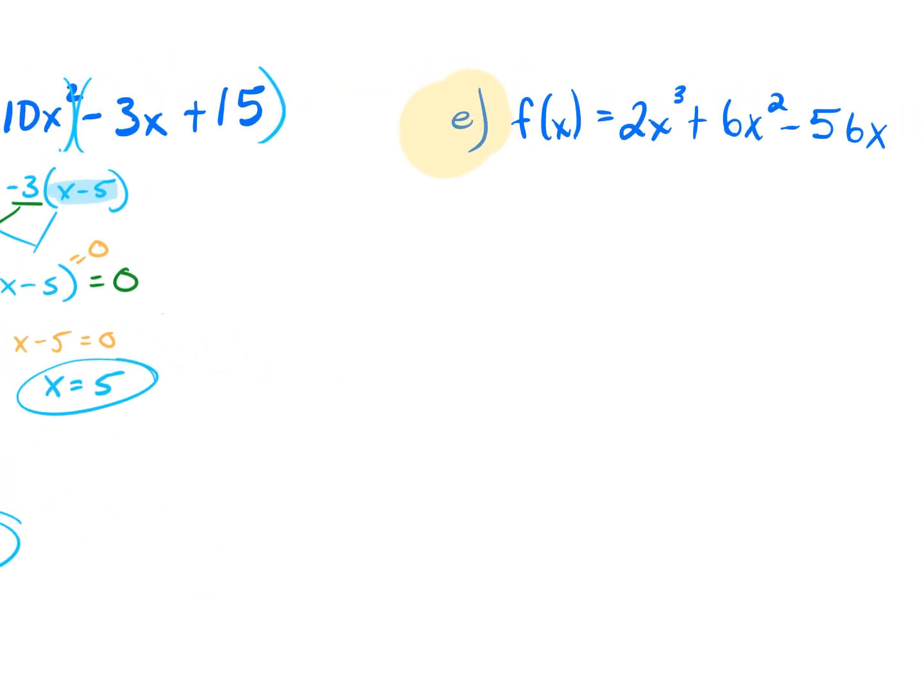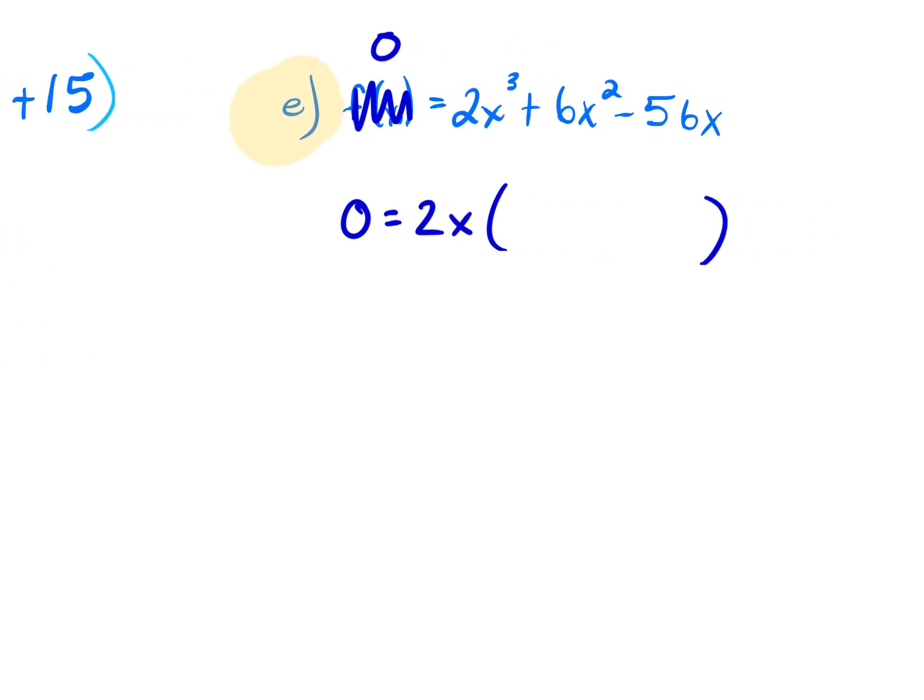Let's do E. So I'm going to change f of x to be 0. And from here we want to factor. How would we factor this? Take out the 2x. Awesome. We want to take out the GCF. Since our GCF has an x in it, we're going to leave it in our equation. So 0 is equal to 2x is our GCF. Everything's going to get divided by 2x. So we're left with x squared plus 3x minus 28.